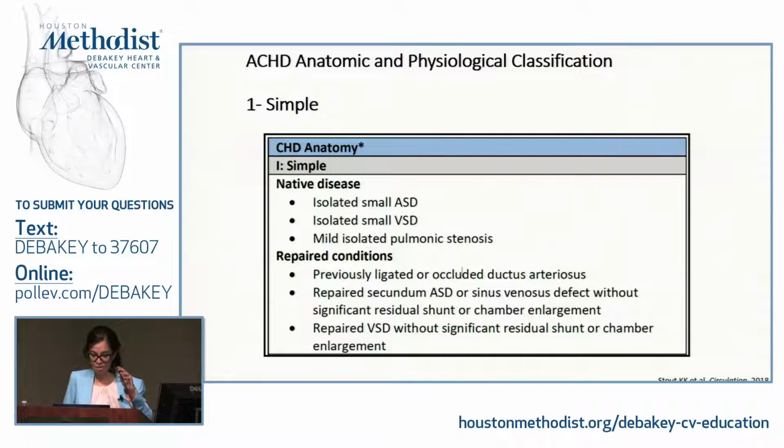We are not going to review all of the congenital heart defects, but we're quickly going to review some simple and moderate conditions. We have another talk next month, and we'll review some more complex ones then. The guidelines classify congenital heart disease anatomy as simple, where you usually have the small shunt lesions, ASDs, VSDs, and repaired larger shunt lesions.